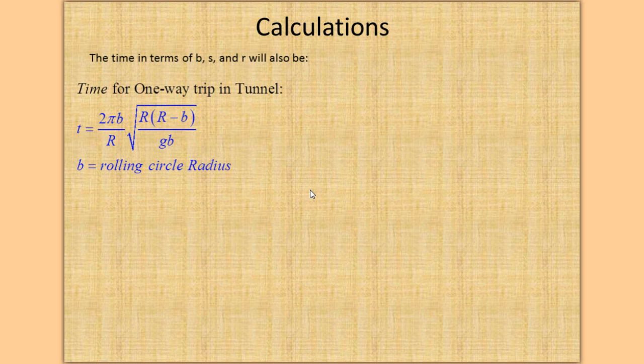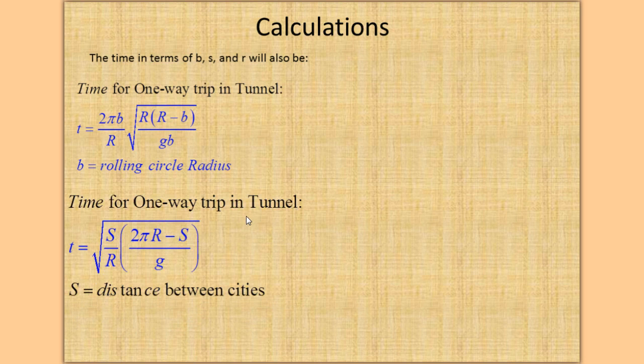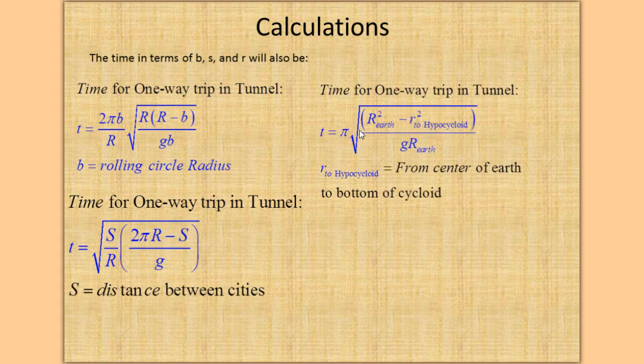Okay. The time in terms of b, s, and r. Time for one-way travel in the tunnel using the rolling circle. Here's the equation. The time for one-way trip in the tunnel using the surface distance and the radius of the Earth, this is the equation. The time for one-way travel in the tunnel using the distance from the center of the Earth to the bottom of the hypocycloid, this is the equation.